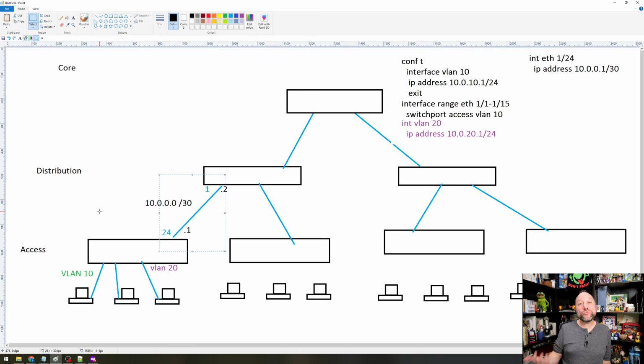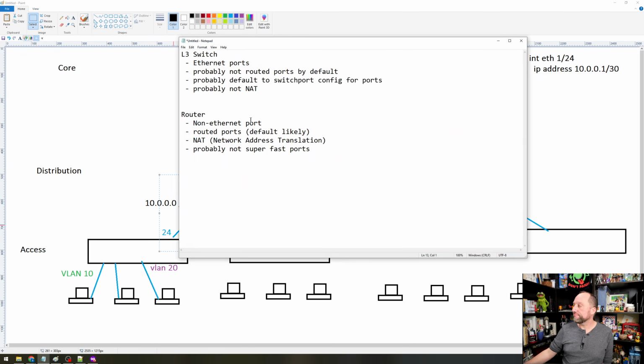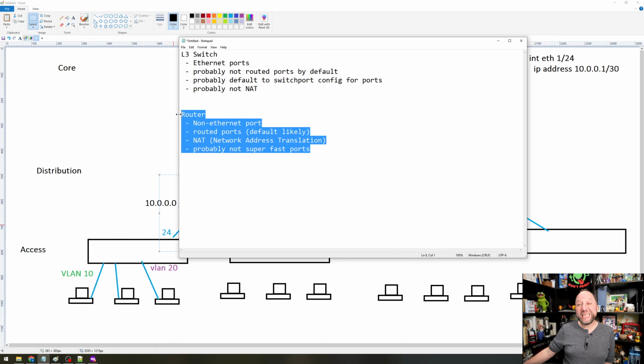Okay, and the reason you probably wouldn't have a router doing this is because a router likely has fewer ports. It's probably more expensive, and the ports it has are less likely to be as fast. Gig is still definitely a possibility, right? But in a modern data center, 10 gig has become slow. 25 gigabit Ethernet is the new baseline slow connection to a server. 100, 400, 800 gigabit Ethernet exist in the data center.